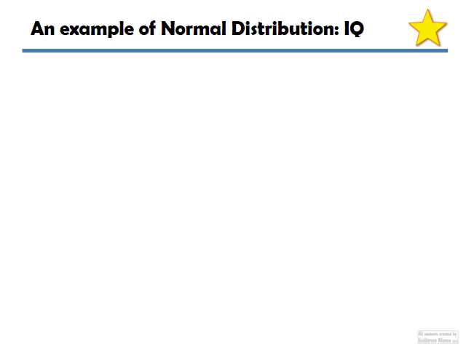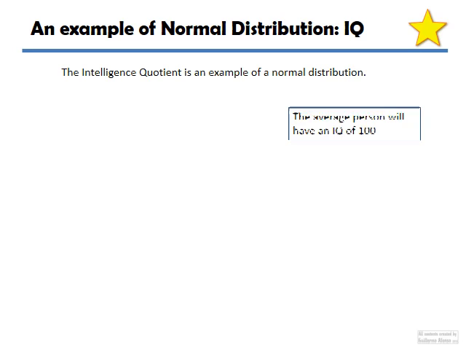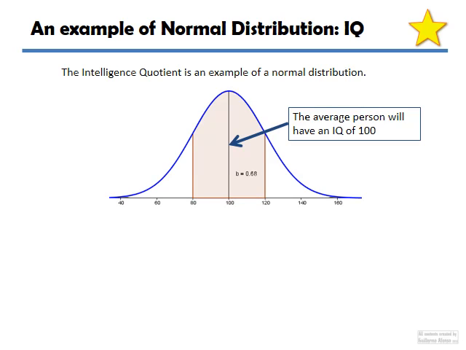So here's an example we're going to be using of normal distribution, the IQ, the intelligence quotient. In general, the average person will have an IQ of 100. That's what the average person will be. And look at this bell-shaped curve. It's taller when we get to 100 because that's where more people are. Okay, and as I move away from 100, there's less and less people in both directions.